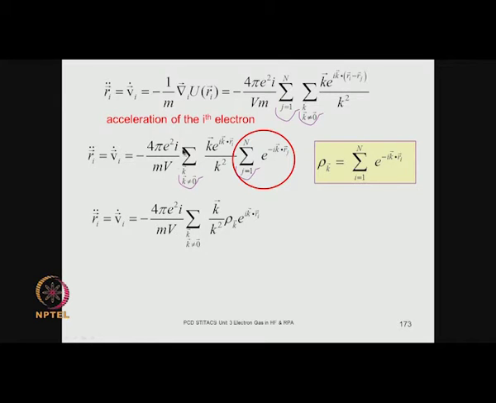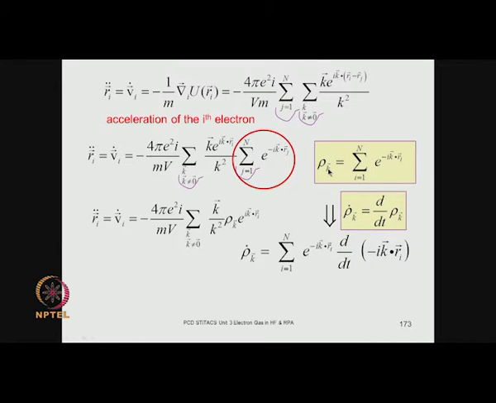You have got i, you have got sum over k, k not equal to 0, all that is fine. You get k over k square. Here you have got e to the i k dot r_i, which is here, and this is nothing but the Fourier component rho_k. So, rho_k is appearing here. Now, we are developing the equation of motion. Look at this.